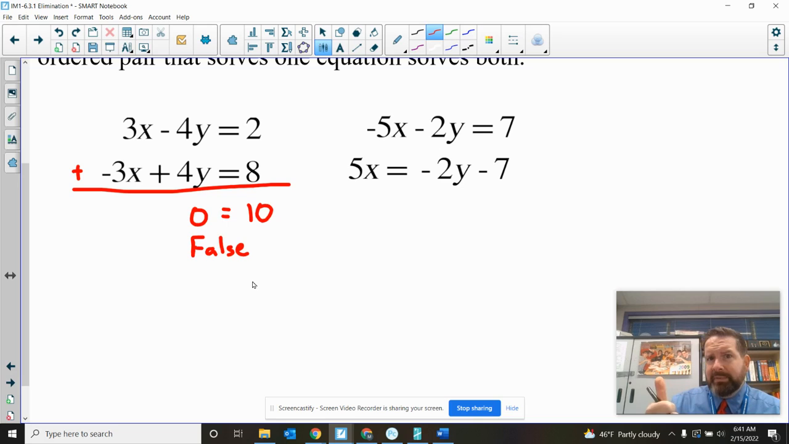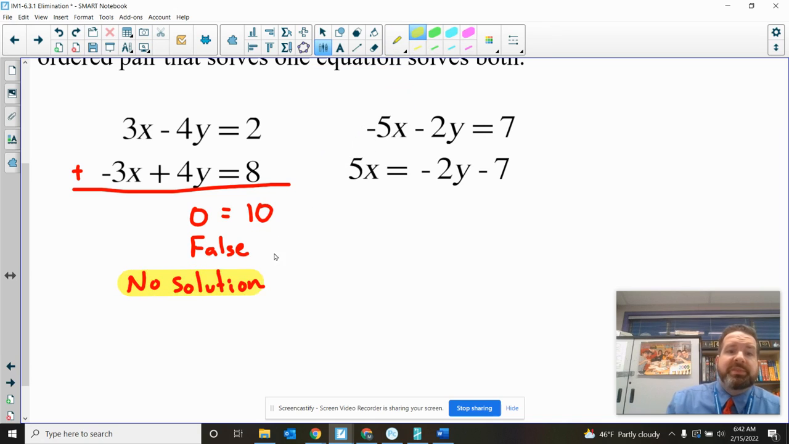So the variables got eliminated. False statement left behind. This system has no solution. There is no ordered pair that will make both equations true at the same time.